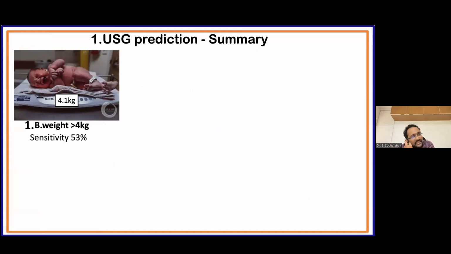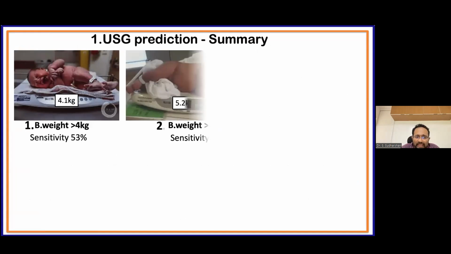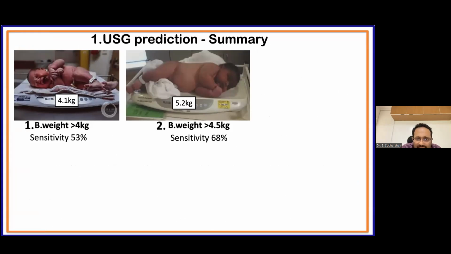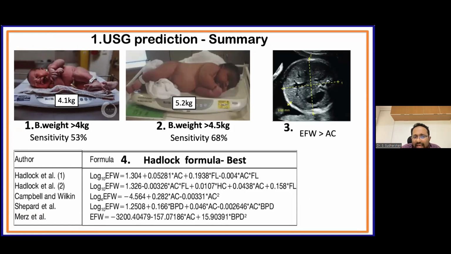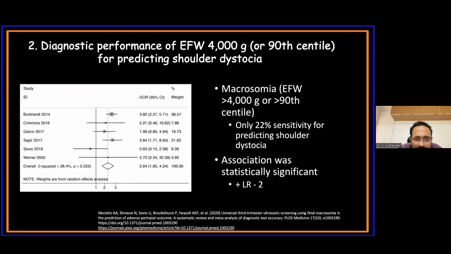So again, this newer meta-analysis, which came out in 2021, gives exactly the same information. Prediction of birth weight more than 4.5 kg is better, EFW is better, and again, the Hadlock formula is better. So despite years of research and publications after publications on prediction of macrosomia, the key messages are: we are able to predict heavier babies better, we use weight as the best parameter, and still the 1985 Hadlock formula is the best.